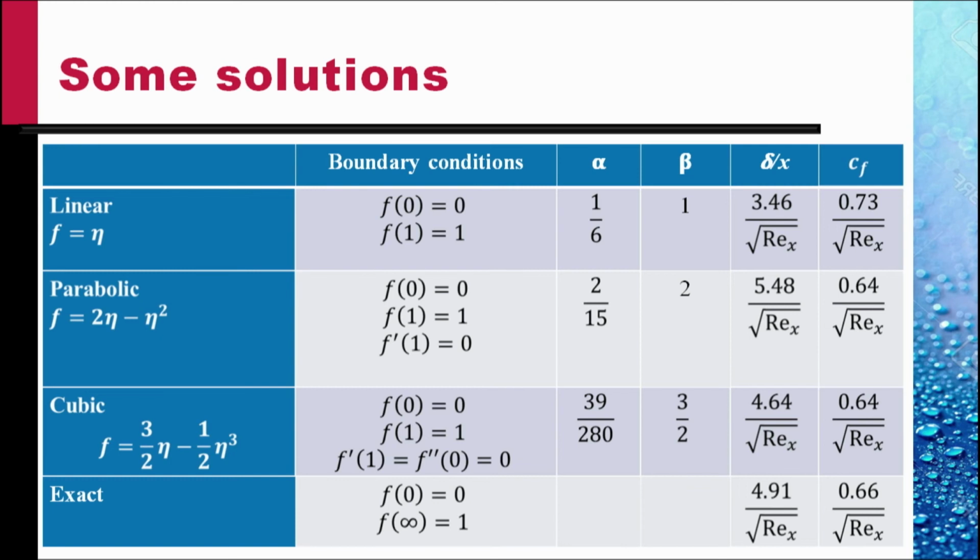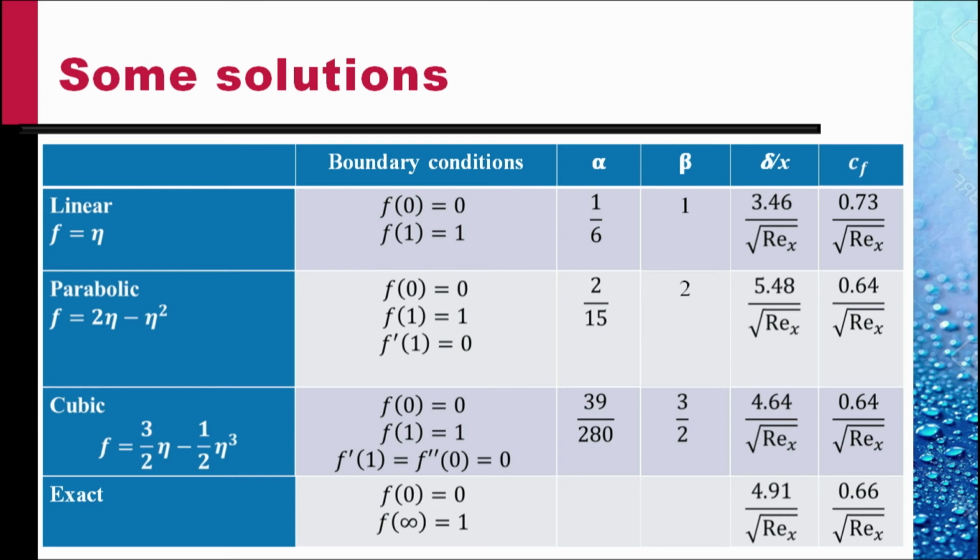For the linear profile, we need only 2 conditions. F0 is equal to 0. The velocity at the wall is 0, and the velocity at the edge of the boundary layer, U by capital U, is 1. A linear velocity profile. For this, the value of alpha is readily obtained as 1 over 6. The value of beta, which depends on the slope of the velocity profile, is obtained as 1. Delta by x is then obtained as 3.46 divided by under root Reynolds number, and the skin friction coefficient CF is evaluated as 0.73 divided by under root Rex.